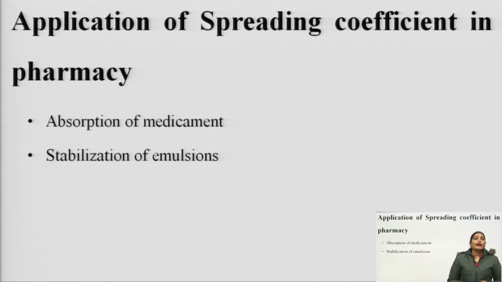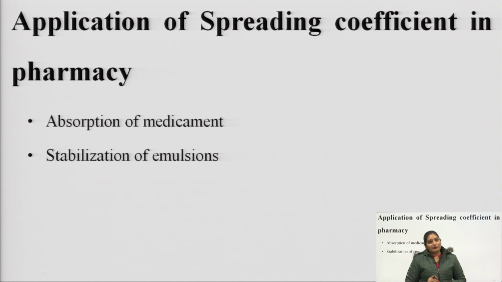Next is the application of spreading coefficient in pharmacy. The spreading coefficient is applicable in pharmacy in the absorption of medicament and also in the stabilization of emulsions. In the case of absorption of medicaments, when we apply certain creams or lotions on the skin, it will spread equally, form a layer, a film over the skin and distribute evenly. So, the spreading coefficient is helpful in the absorption of medicament.